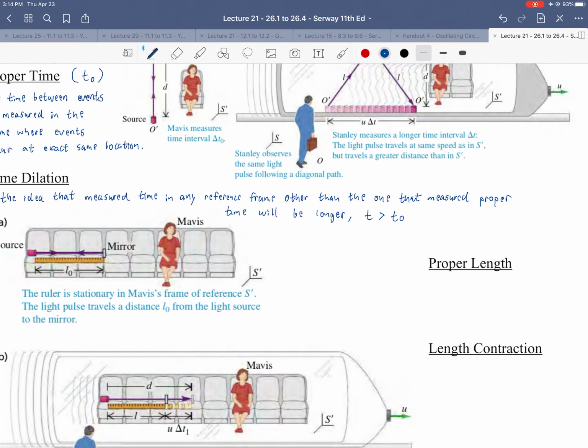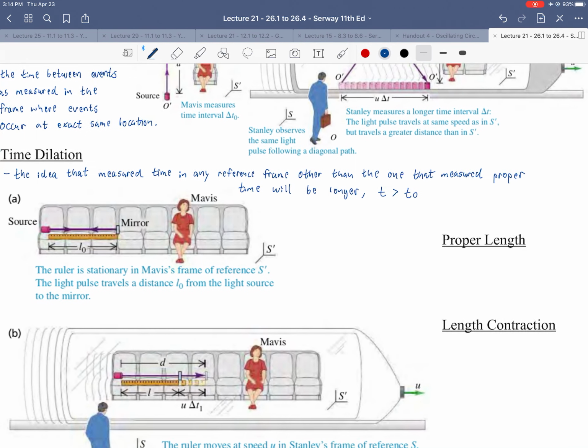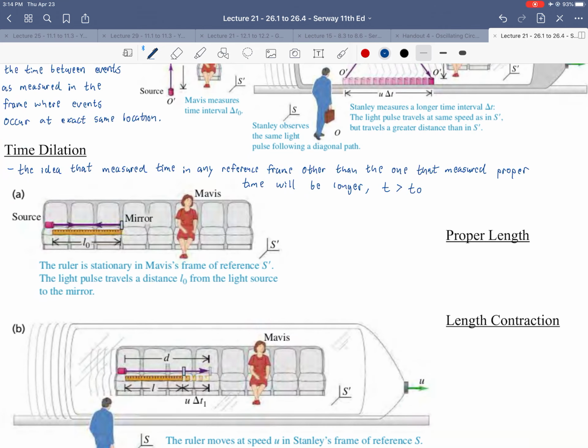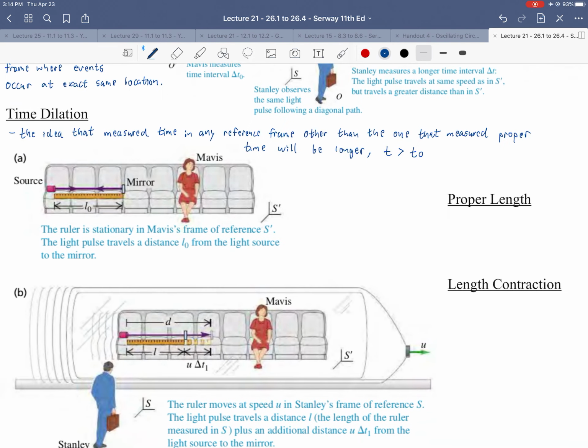Okay, let's now talk about proper length. Similar idea, and I want you to think of proper length and proper time as being two sides of the same coin. In other words, you can solve a problem by considering relativistic time, or you can solve that same problem by considering relativistic length in most cases. So it's really up to you. They're not separate phenomena. They're just two ways of looking at the same thing.